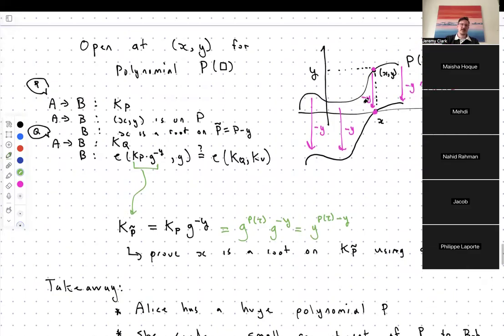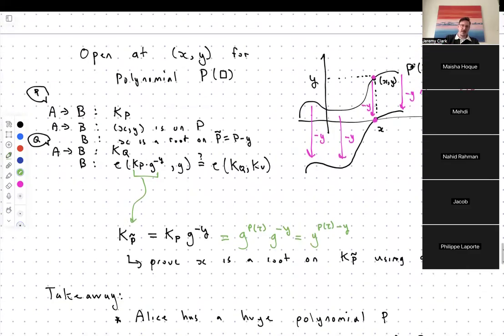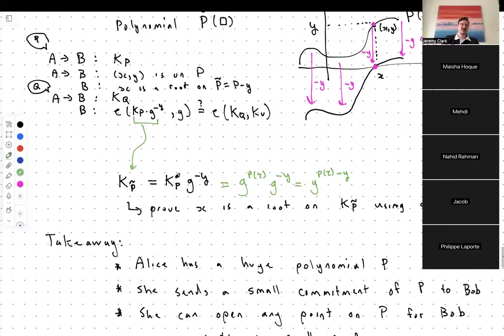Or in other words, if I don't know P and I just have a commitment to P, can I get a commitment to P tilde, where it's P that's been slid down by y? The answer is yes, I can. If I only have a commitment to P, and I have no idea what P itself is, I can slide it down by y simply by multiplying by this. Then I get a commitment to P slid down by y.